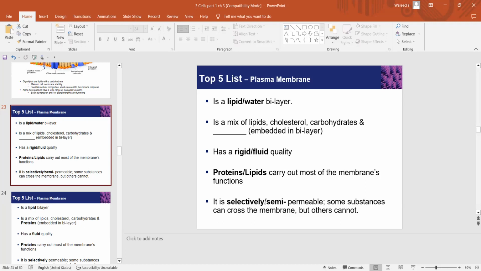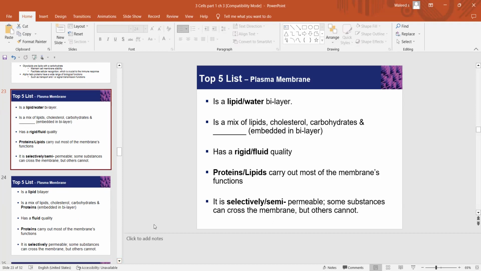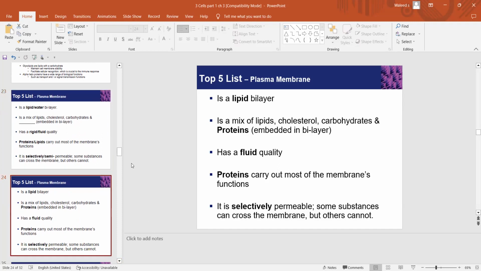Selectively or semi-permeable. Selective. It's selectively permeable. It selects what goes through and what does not go through, what's allowed in and what's allowed out. And so here it is. These are the answers.